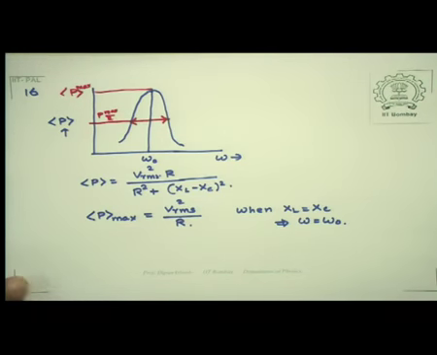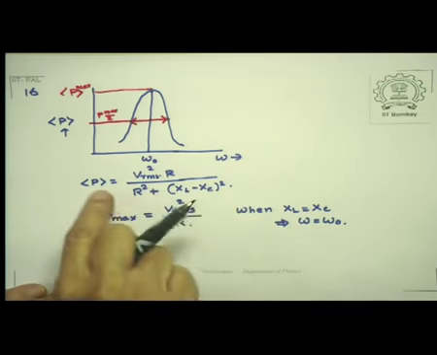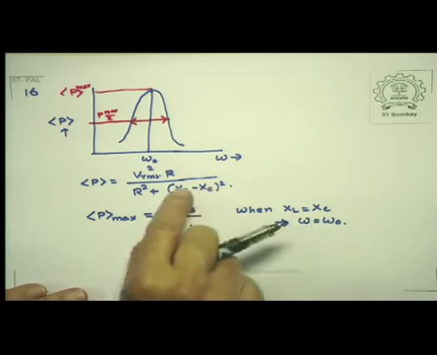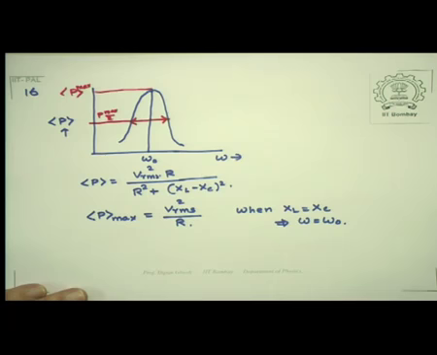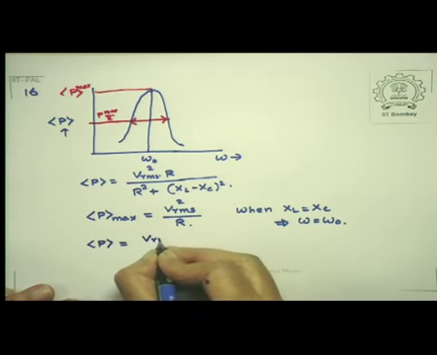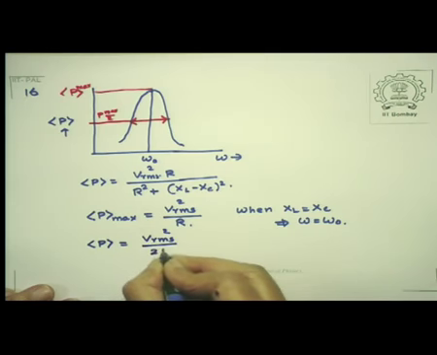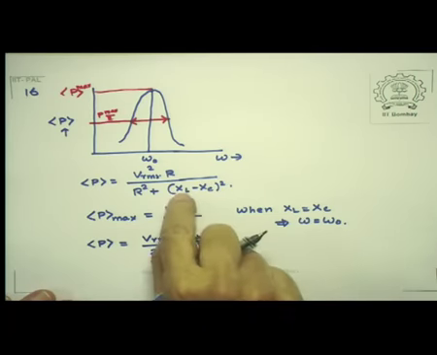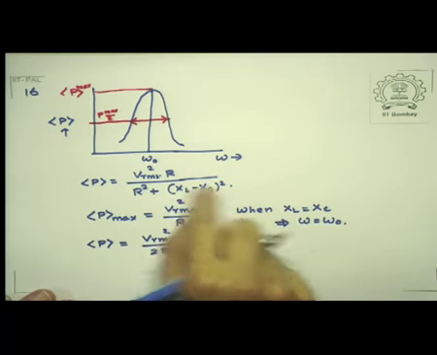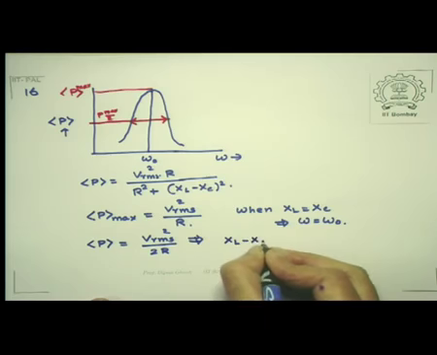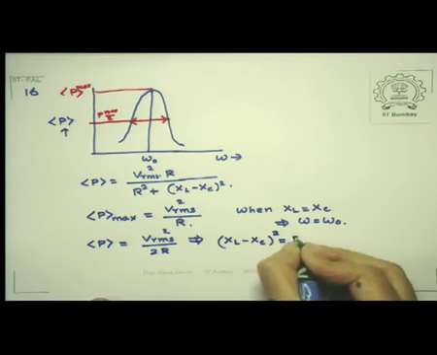So if you look at this expression, the power would be half its maximum value. Remember, the maximum value occurs when this part, XL minus XC, is equal to 0. So I want my power to be equal to V RMS square divided by 2R. Now this implies that this quantity squared is R square. So we say XL minus XC squared is equal to R square.